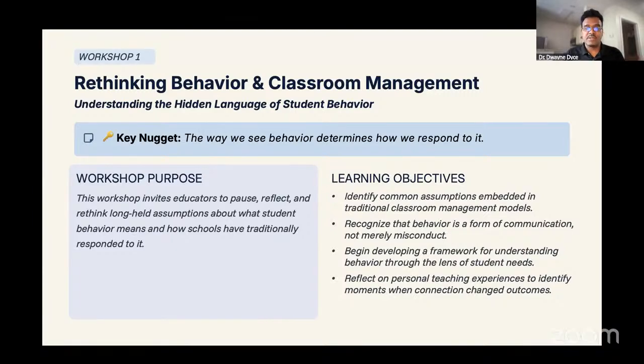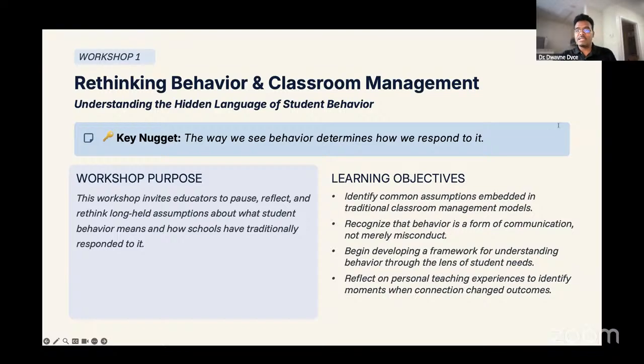So we're looking at some traditional ways in a little while. In terms of our learning outcomes: first, identify common assumptions embedded in traditional classroom management models. Second, recognize that behavior is a form of communication, not merely misconduct. Third, begin developing a framework for understanding behavior through the lens of student need. And the last one is to reflect on personal teaching experiences to identify moments when connection changed outcomes.